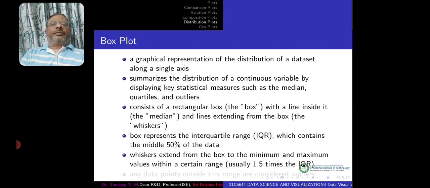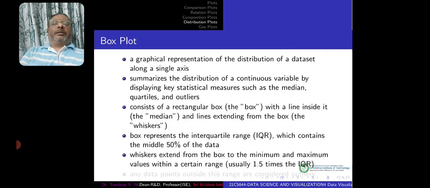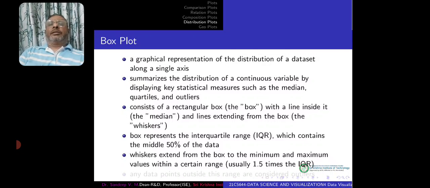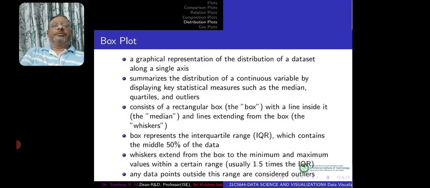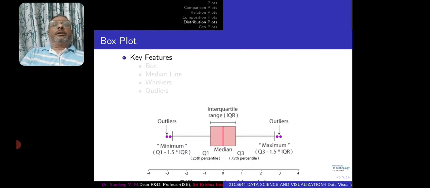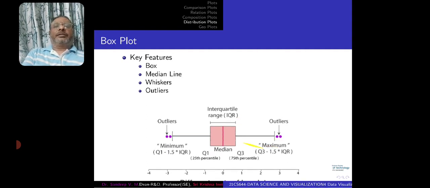The whiskers extend from the box to minimum and maximum values within a certain range. First we understand the length of the box, that is the IQR. Then we consider 1.5 times this IQR and extend it above and below the box, and we mark them as minimum and maximum. Anything below the minimum point is assumed to be an outlier, and anything above the maximum point is assumed to be an outlier. So that's about outliers. The key features are the box, median line, whiskers, and outliers.